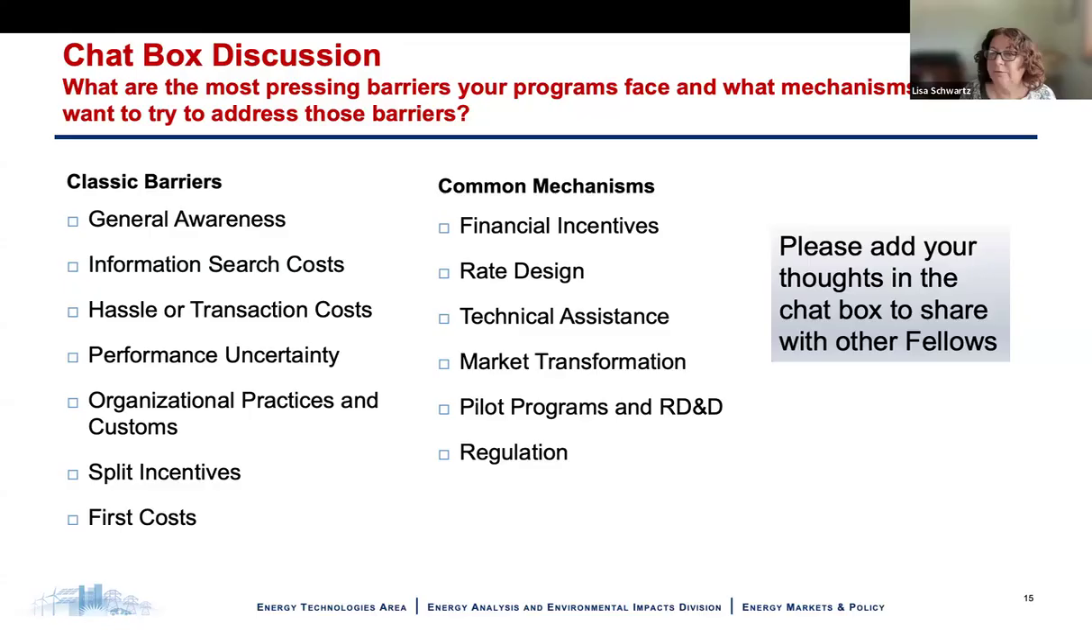Sure. If anybody wants to raise their hand, so we don't have people talking over each other, we can call on you and you can take yourself off mute. Also, feel free to put anything in the chat to share with everybody. And we did see in the chat box earlier that some of the fellows are actively already implementing DER programs. So it'd be good to hear what barriers your programs are trying to get over and what some of the mechanisms are. Again, either raise your hand or put it in the chat. Okay, well, let me keep moving here, but certainly feel free to use the chat box or raise your hand and we can go.